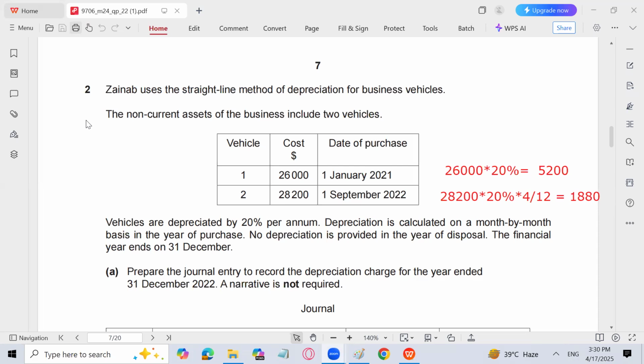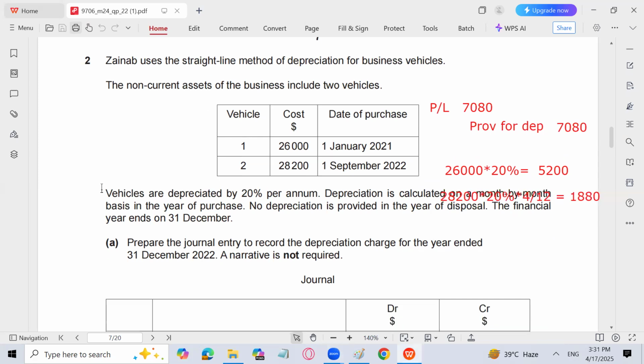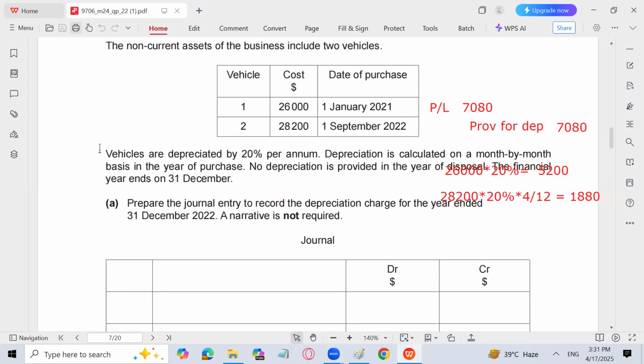We will add them up. 7,080. So the entry for depreciation you will pass: statement of profit and loss, or income statement, debit 7,080, and provision for depreciation is going to be credited with 7,080, and that is going to be the depreciation charge for the year, or you can say current year depreciation. It will be on vehicle 1 and also on vehicle 2. On vehicle 1 for the whole year, on vehicle 2 for 4 months, because in 2022 vehicle 2 is depreciated only for 4 months: September, October, November and December.